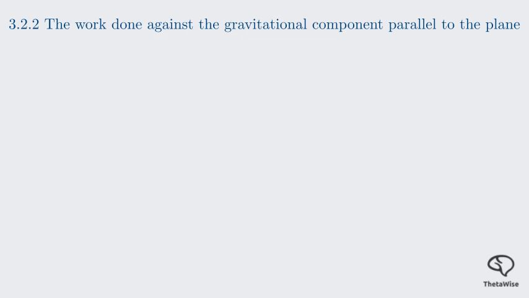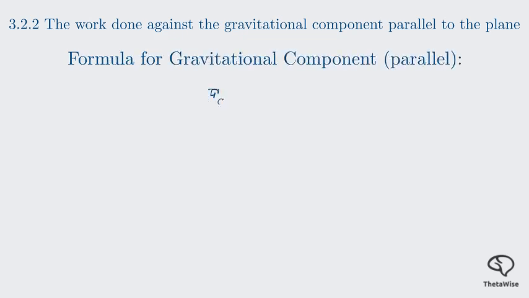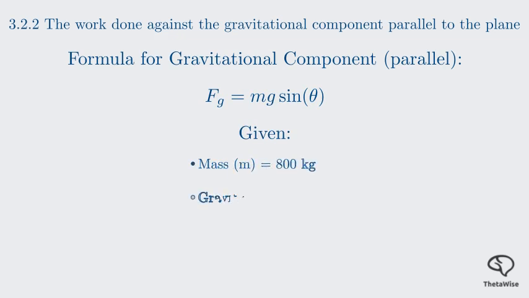When the car moves up the incline, it's working directly against this gravitational force. It's doing work to overcome gravity and lift the car to a higher vertical position. The formula for the gravitational force component parallel to the incline is F equals mg sine theta, where m is mass, g is the acceleration due to gravity, and theta is the angle of inclination. Let's list our known values for this part. The mass is 800 kg. We'll use the standard value for g, which is 9.8 meters per second squared.